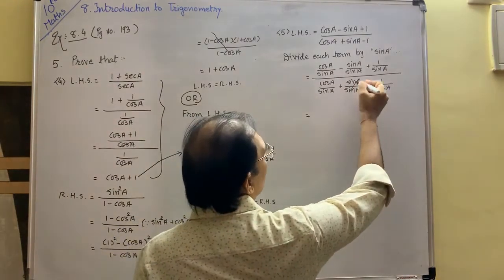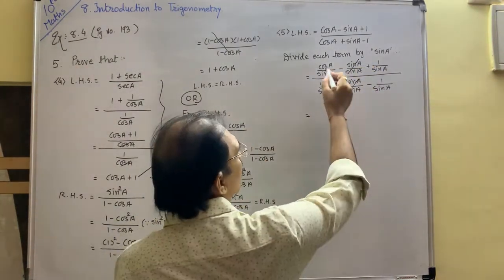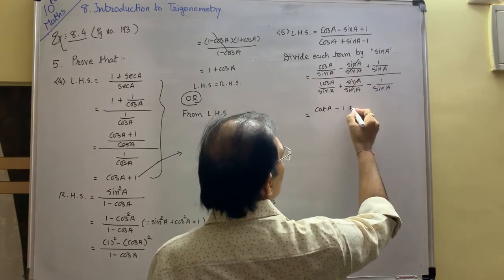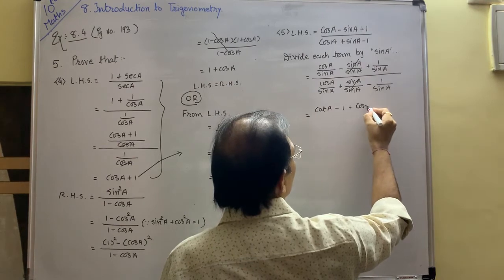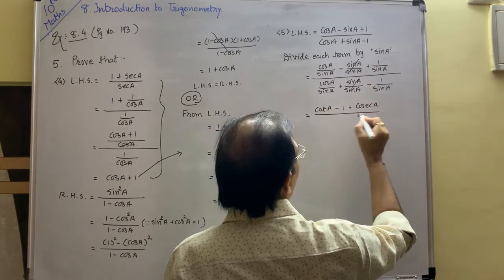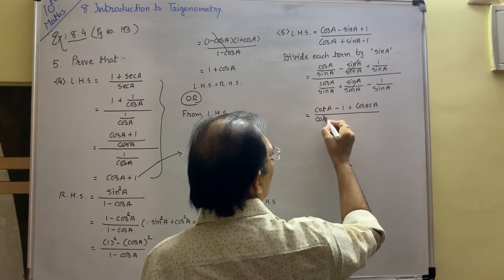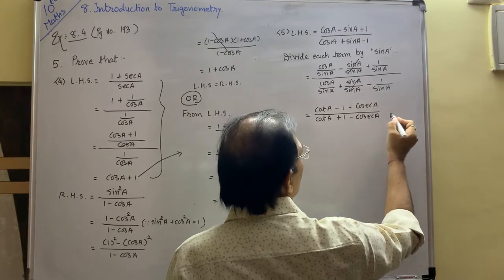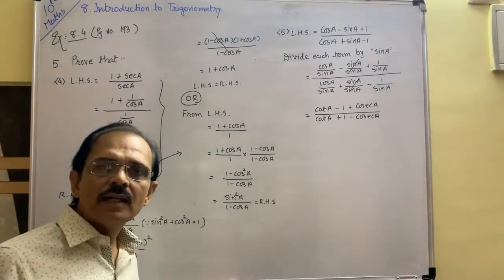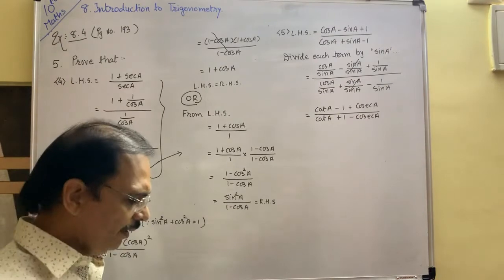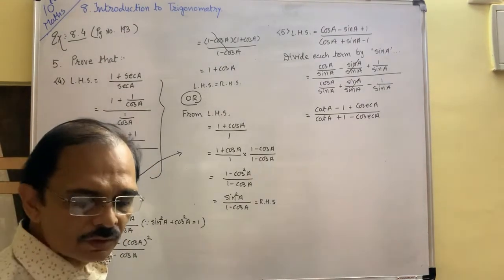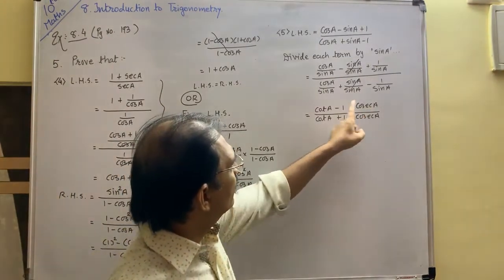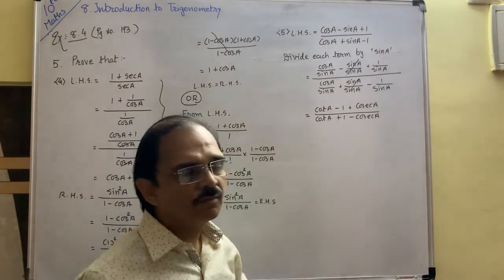Now see, this sin A will be cancelled. So this is cos upon sin, means I can write cot A. Sin cancel means 1, plus 1 upon sin means cosec A. Cos A upon sin A means cot A, plus 1. 1 upon sin means cosec A. Once again see the right side. What is your right side? Cosec A plus cot A. I want cosec A plus cot A. See in the numerator, cosec A is there, cot A is there. I don't need this minus 1.